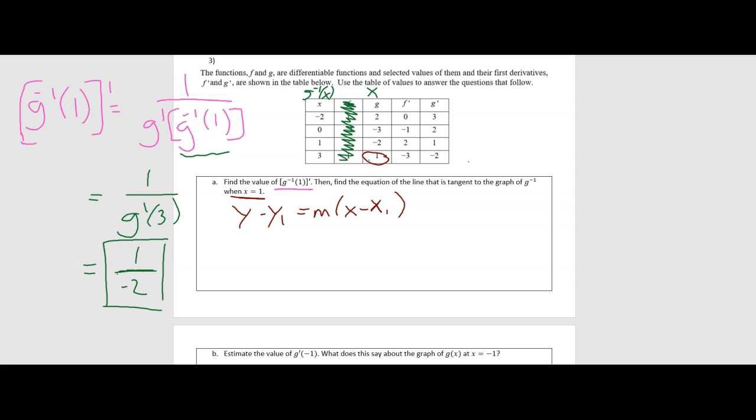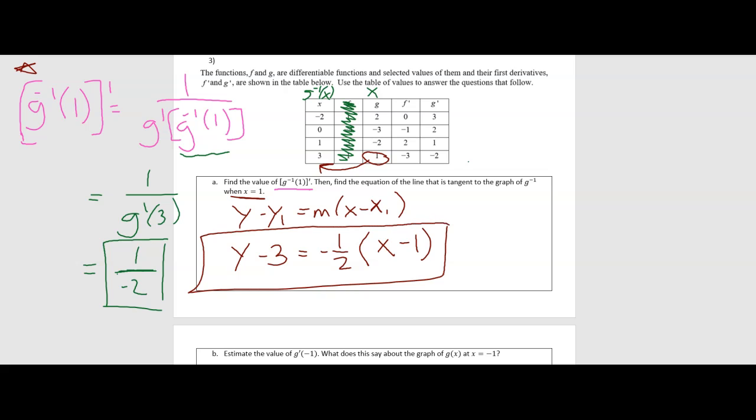And then I'm going to figure out what G inverse is. That's equal to 3. And I know we've done this before for the equation up here, but it's something that, again, trips up a lot of students, so I think it's worthwhile talking through that process again. So I get y minus 3 is equal to negative 1/2 times the quantity x minus 1. That would be the equation of the tangent line to G inverse at x equals 1.